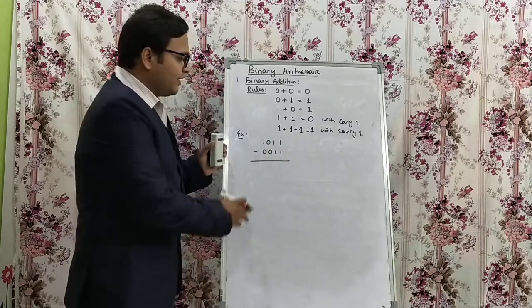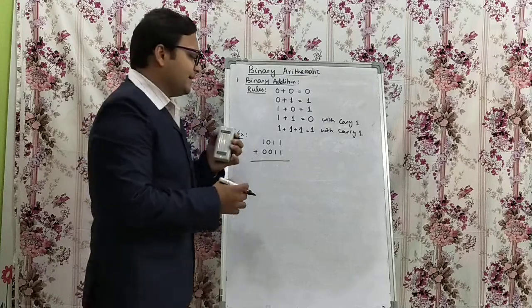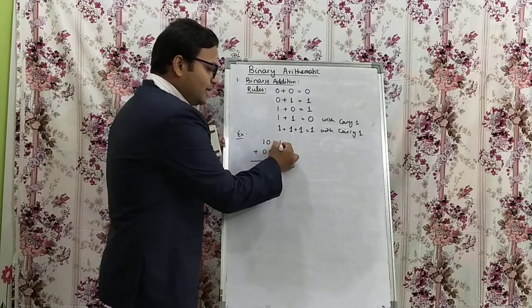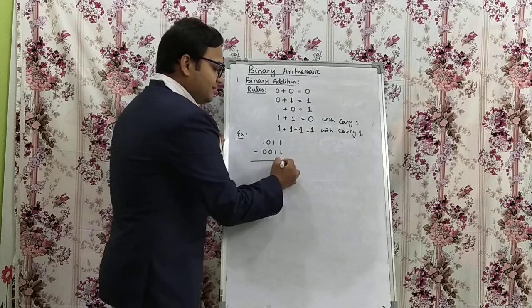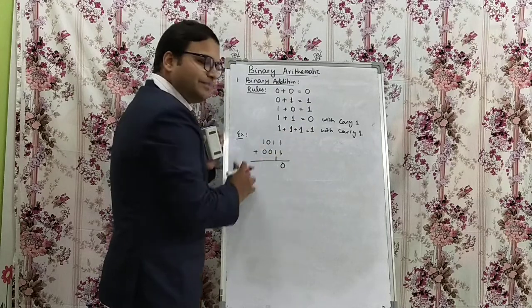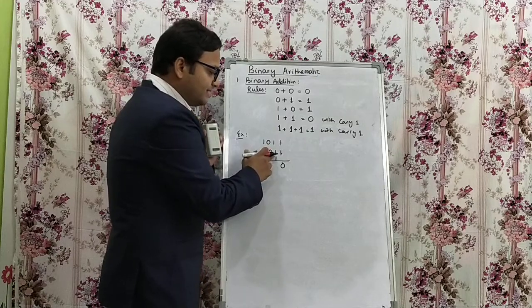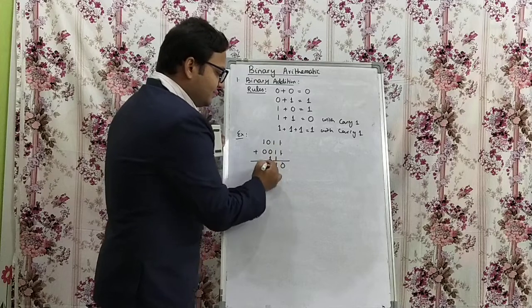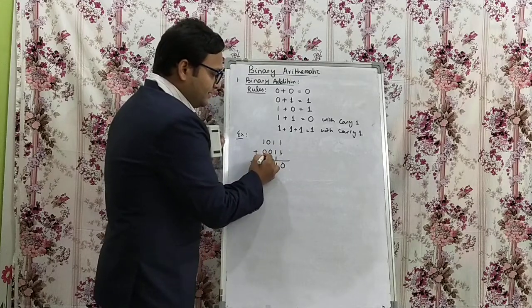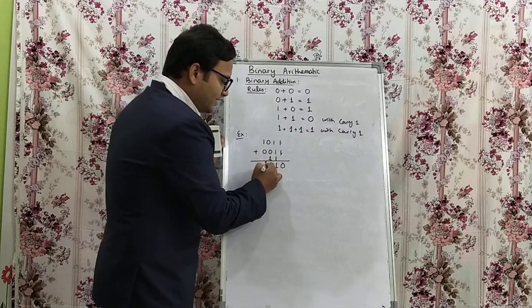Okay, the same way we do normal addition. First what you have to do? 1 plus 1, sum is 0, carry 1. Now 1 plus 1, 0 plus 1 is 1, with carry 1. Then 1 plus 0 is 1. Next 1 plus 0 is 1.